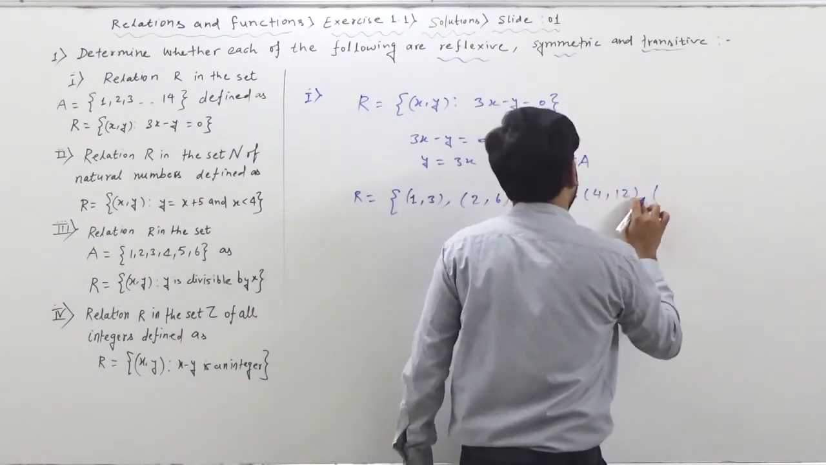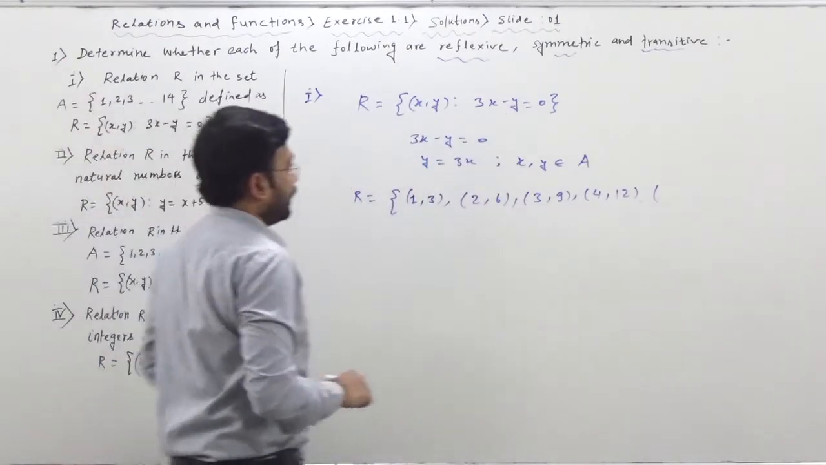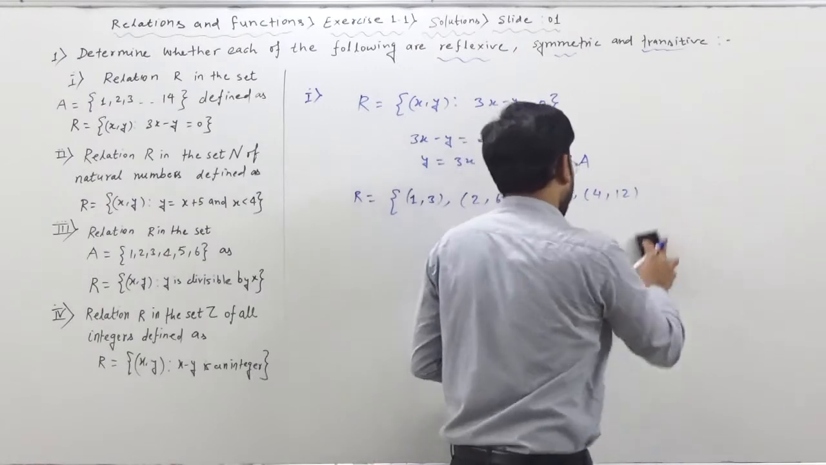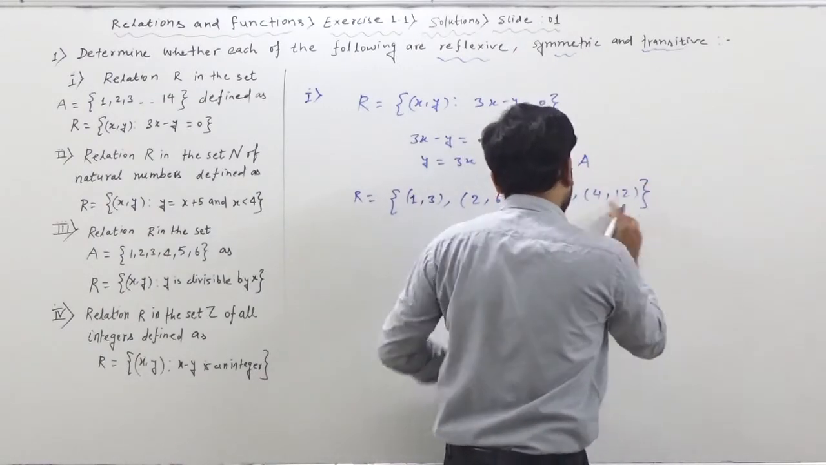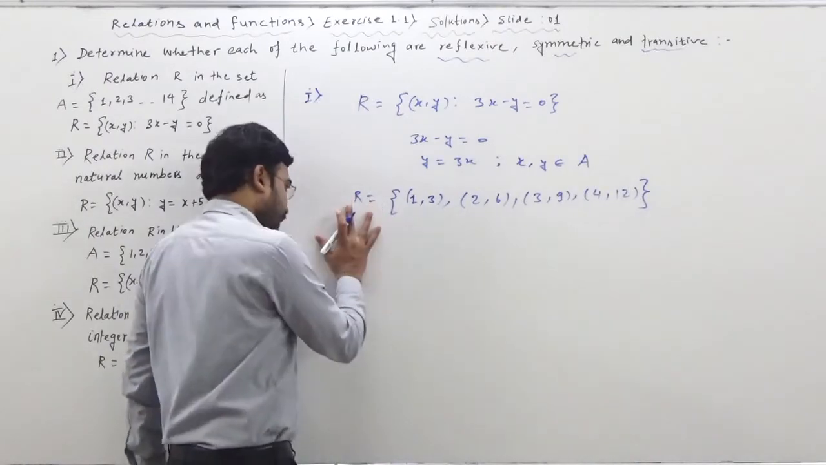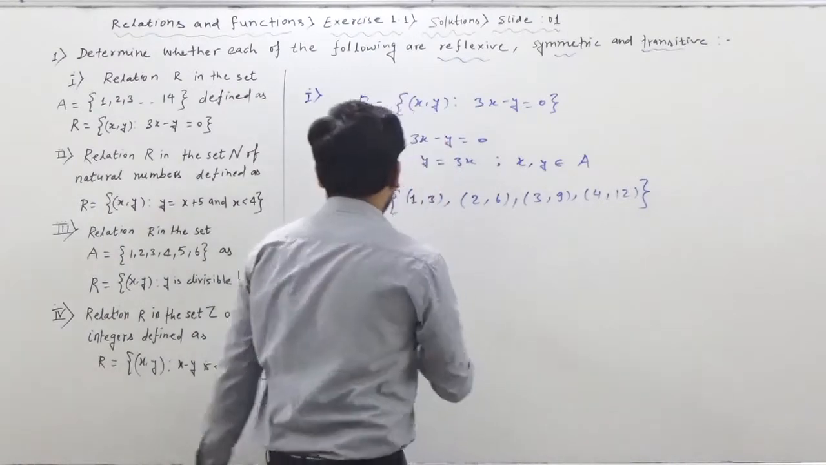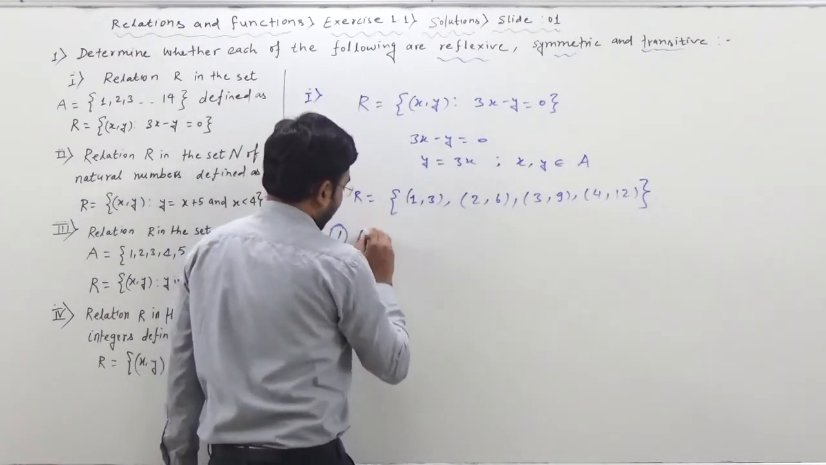But if we keep 5, it will be what? 15. But 15 is not in this set A. As you know, x and y both need to be from set A only. So that is not possible. So only these elements are there. Now we have to decide what this relation is. So first we will check it for reflexive relation.